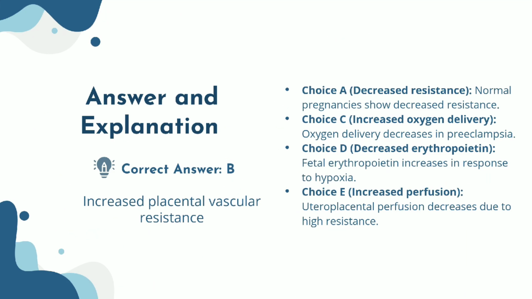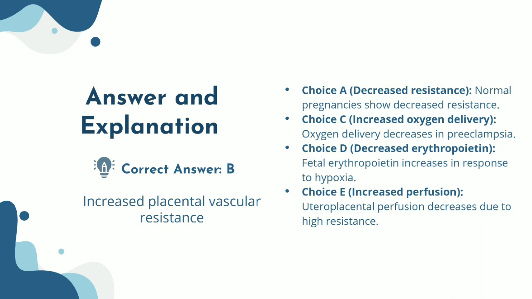The correct answer is B, increased placental vascular resistance. Choice A, decreased resistance. Normal pregnancies show decreased resistance. Choice C, increased oxygen delivery. Oxygen delivery decreases in preeclampsia.